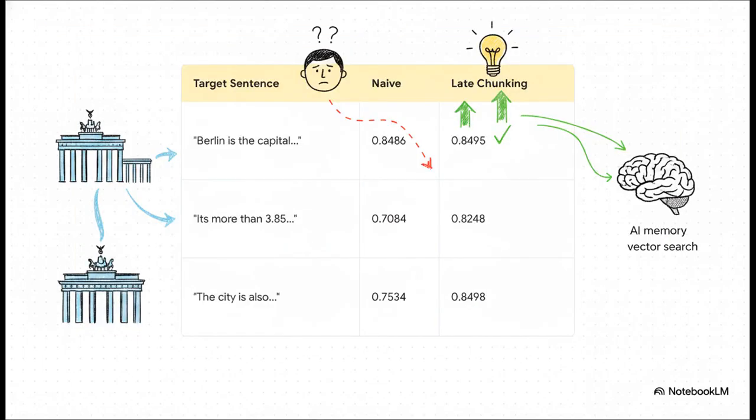Let's look at the actual numbers to prove it. Here we're querying for information about Berlin. The first sentence matches well in both methods as you'd expect, but look at the second and third sentences, the ones starting with its and the city. With naive chunking, similarity drops way down to roughly 0.70 and 0.75. But with late chunking, look at that jump, from a poor 0.70 straight up to a massive 0.82. It successfully remembered that the city means Berlin across the chunk boundaries. That is a real game changer.